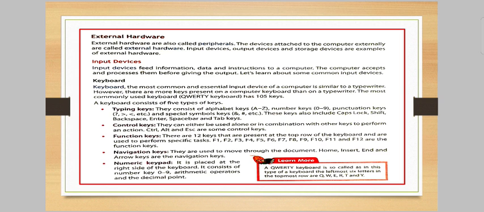So first is input devices. We all know what input devices are. We use input devices to give instructions to the computer. Input devices feed information, data and instructions to a computer. The computer accepts and processes them before giving the output. So the first input device is the keyboard.